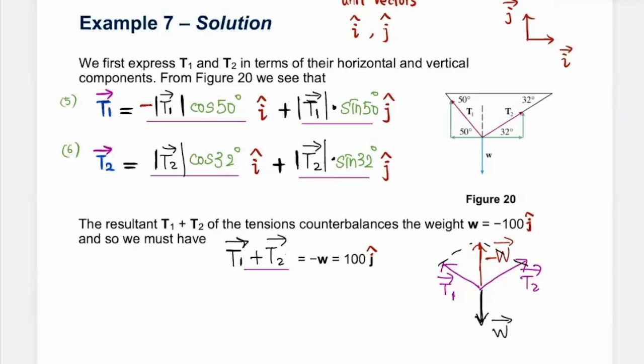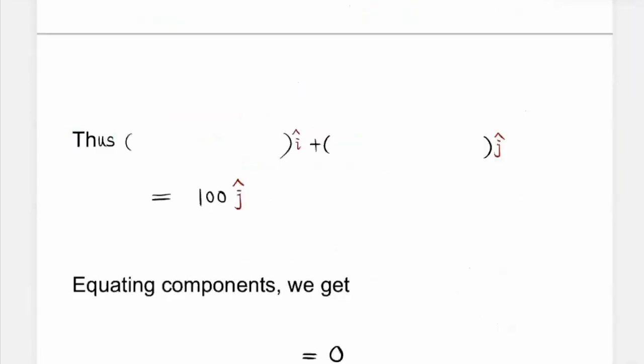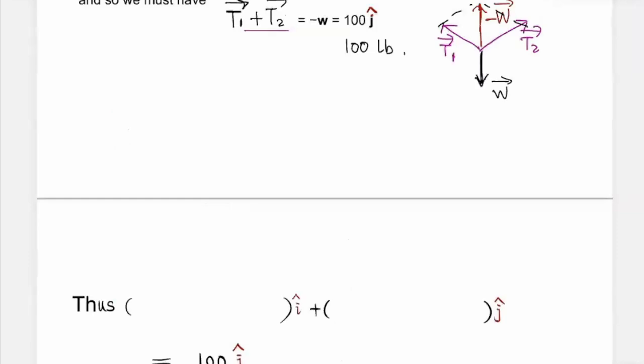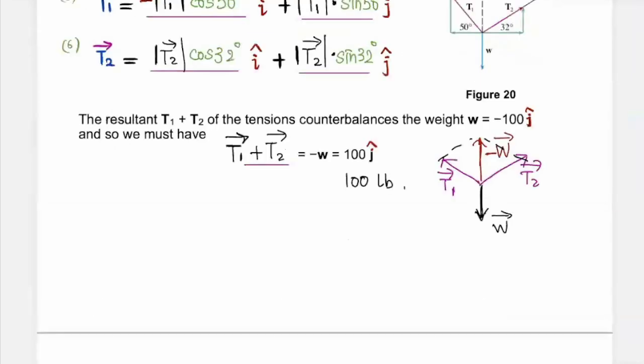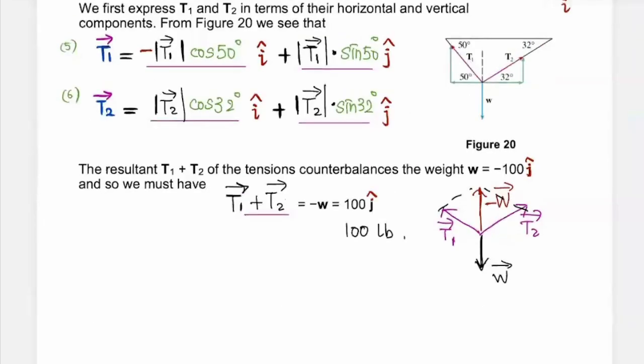That's equal to 100 pounds. And going up is positive, so it's positive 100J. It's in the J direction, right? Any question? Okay, let's do this. That's just the general form. There's no number. I didn't put the number in yet, but the next step I'm going to put it in.